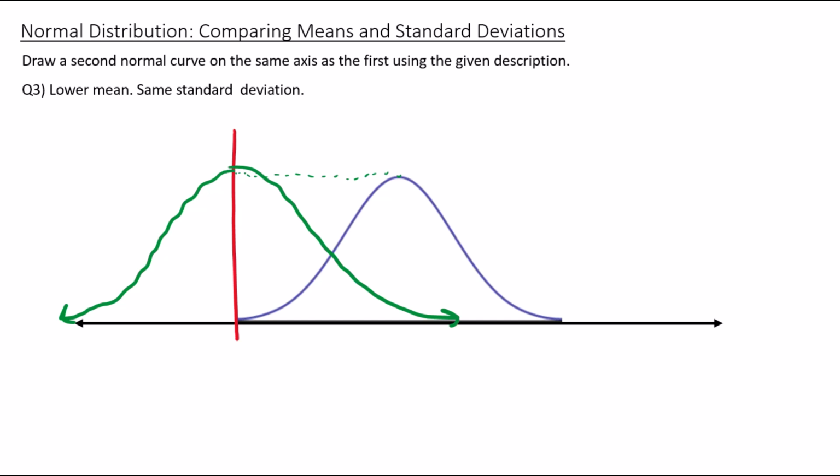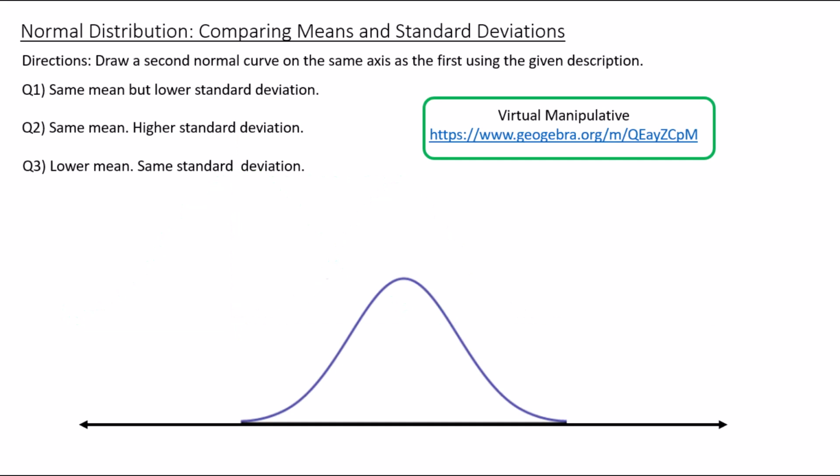So if you're still having trouble understanding this, I would go back to this virtual manipulative here and just mess around with the sliders, shift it left and right, increase and decrease the different characteristics, and just see how that normal curve will adjust as you adjust those sliders.